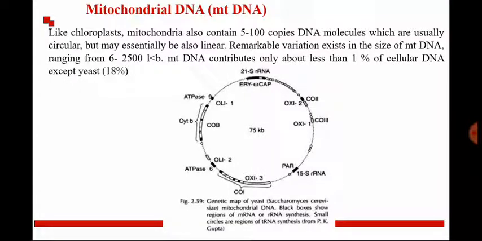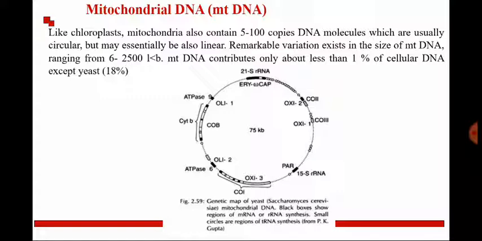Here the second one is mitochondrial DNA. Like chloroplast, it contains 5 to 100 copies of DNA molecules, which are usually circular, but may sometimes be linear. You can see in this diagram the remarkable variations in the size of mtDNA, that is mitochondrial DNA, ranging from 10 to 2500 kb. Mitochondrial DNA contributes only 1% of cellular DNA, except in yeast where it contains 80%.